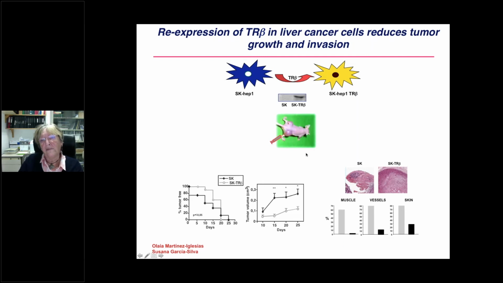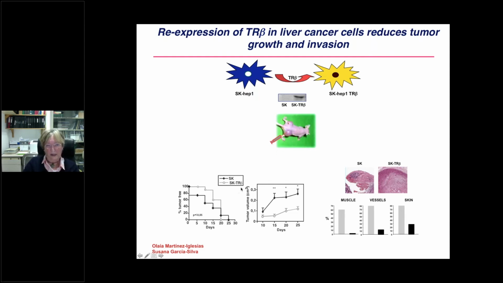In the next step, we wanted to analyze the effect of this thyroid hormone receptor beta in human cancer cells. But since, as I told you before, there are not many models, no models really, to study, for instance, the effect on liver cancer, we use this cell line, SNU-C1 cells, and we re-express the thyroid hormone receptor beta in a stable manner, and we conduct a xenograft analysis.